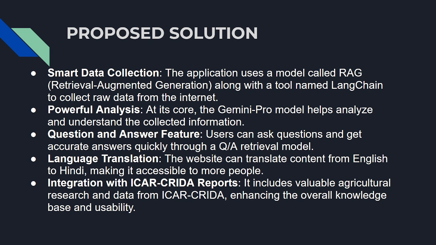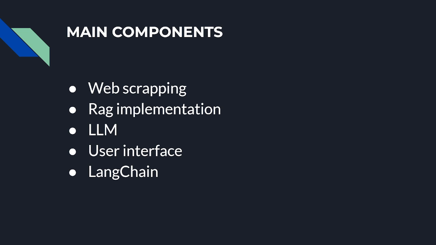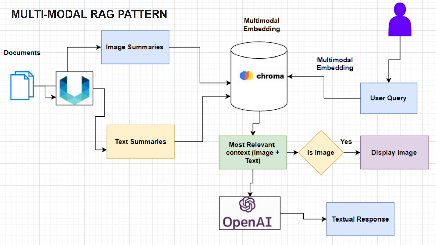It collects the data using advanced tools and analyzes the information using the Gemini 1.5 Pro model, and it answers the question through a question and retrieval model. It translates content from English to Hindi, and includes agricultural reports, providing access to valuable research from iCar Krida website. These are the main components: web scraping, RAG implementation, LLM, user interface, and LangChain.